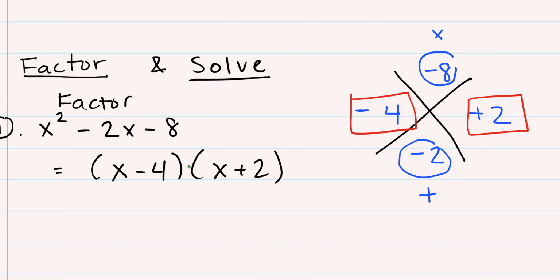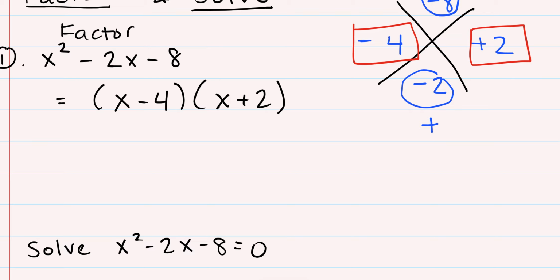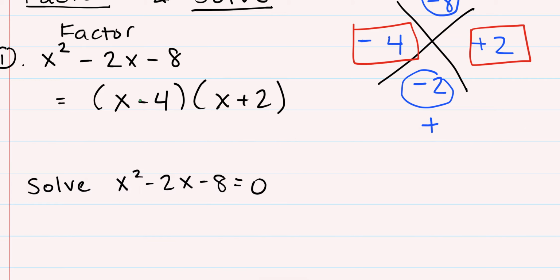Let's try another one. Oh, and before we go any further, actually we want to solve something. So here we factored this. Now I'm asking you to solve it. So I want to find the x that when you plug in an x value into this equation here, you're going to get 0. Well, this factors into x minus 4 times x plus 2.